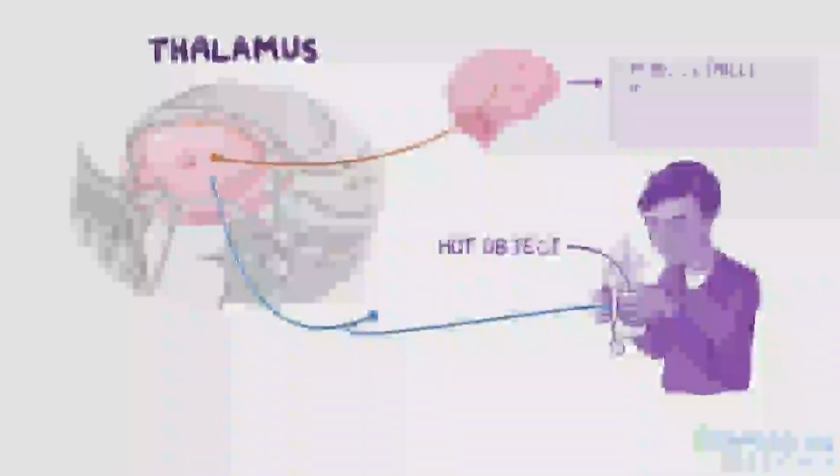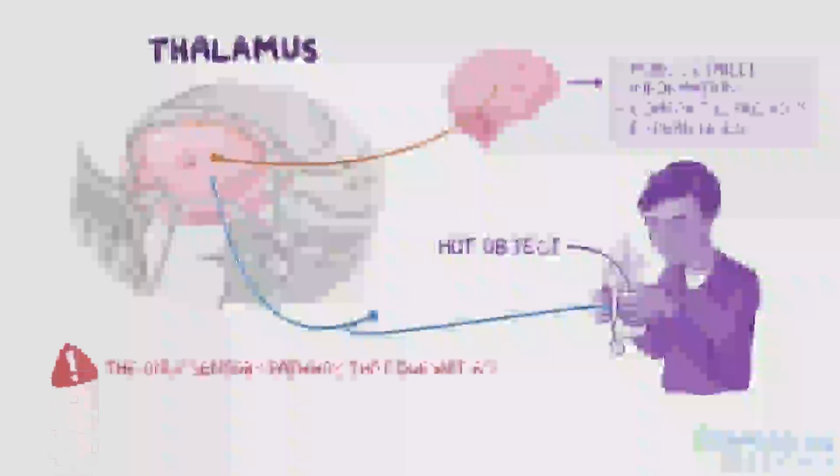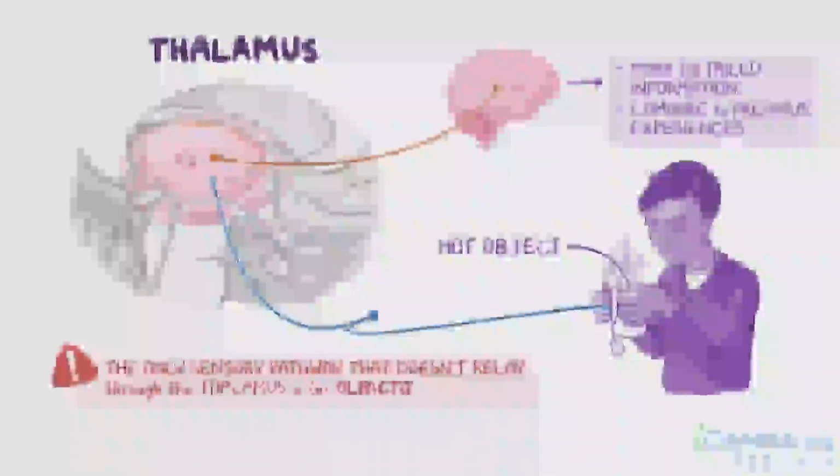This way, the thalamus can recognize that there is a hot object in our hands, but without the cortex, it cannot process more detailed information, like the shape and weight of the object, or compare it to previous experiences. The only sensory pathway that doesn't relay through the thalamus is the olfactory system, which enables us to smell.